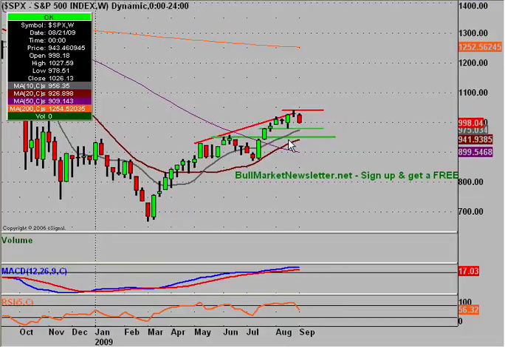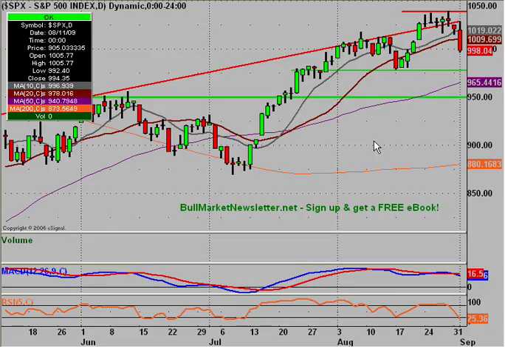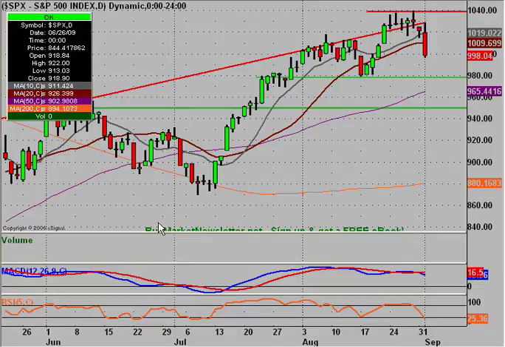But until certain things happen, which we're not even close to, one being a break and close below this low down there, I wouldn't really freak out too much and worry about what the people are saying on TV until you actually see some things happen and follow through. So once again, this was the S&P 500.